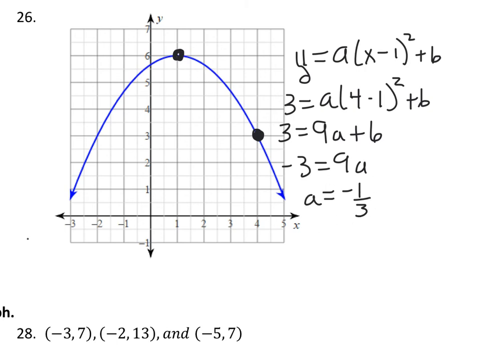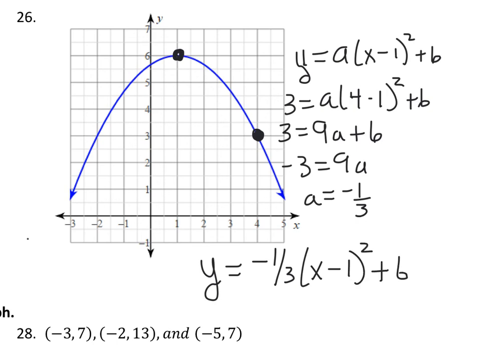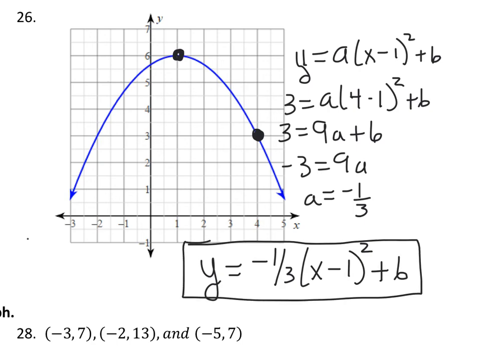Then I'm going to take that value to write my equation. So -1/3, and then I'm going to come back up here. I'm going to pick the rest of my equation right here, which was x minus 1 squared plus 6. I'm going to write that down here. x minus 1, the quantity squared, plus 6. And that's it. That's my equation in vertex form.